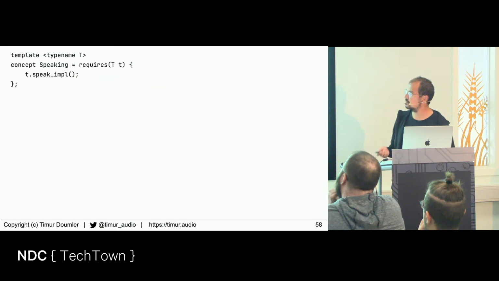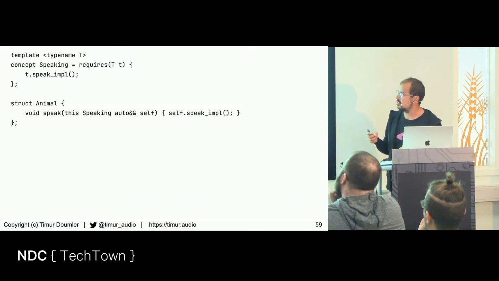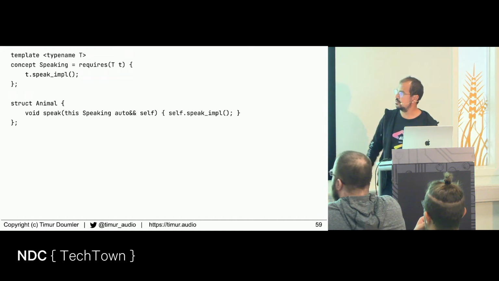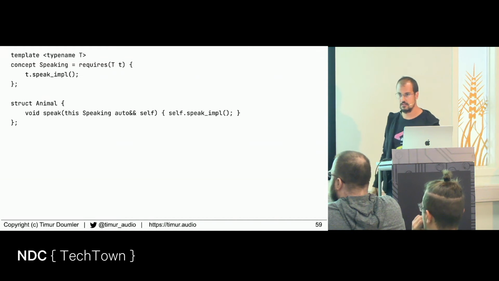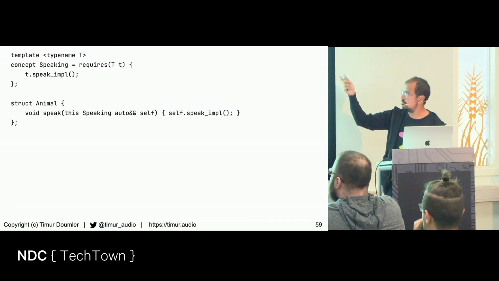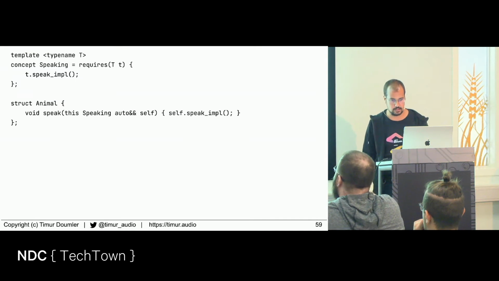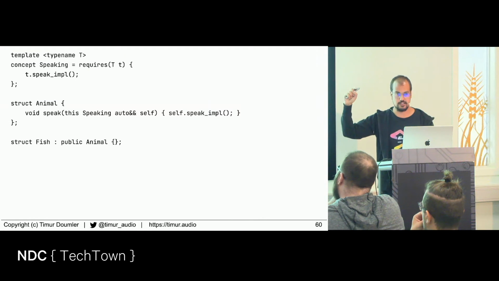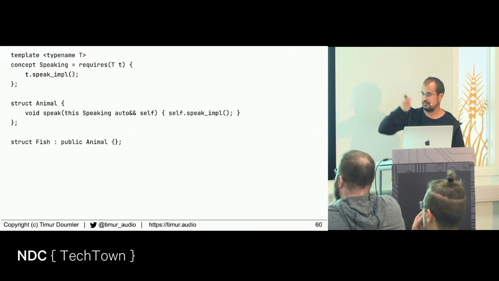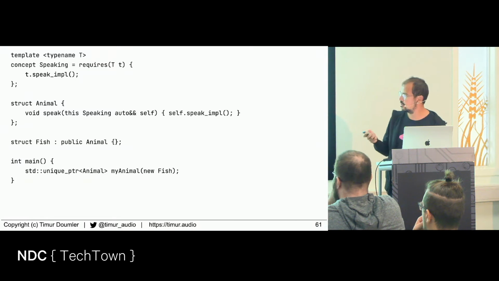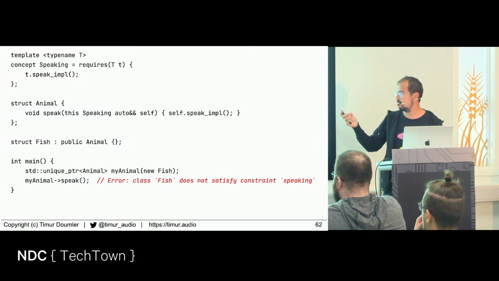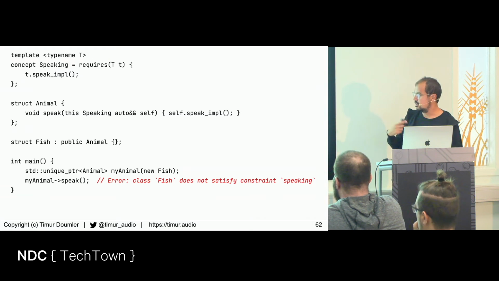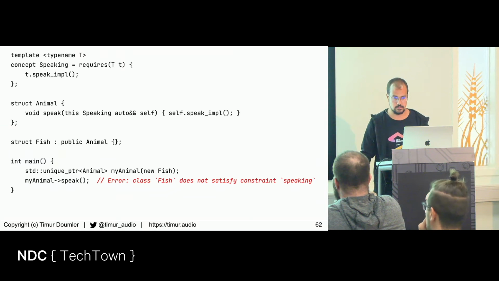Like you can write a concept, and then you can kind of constrain the member function, this argument, on that concept being met by the derived class, right? So if we derive from animal and we don't implement this, like we have a fish which can't speak, it's fine. We can create one of those, and then if we try to make a fish speak, we're going to get a compile error saying class fish does not satisfy constrained speaking, right?